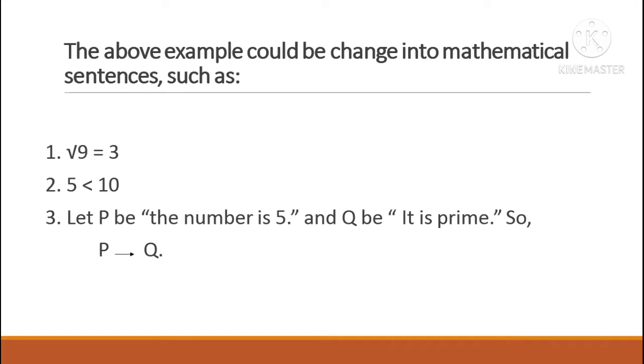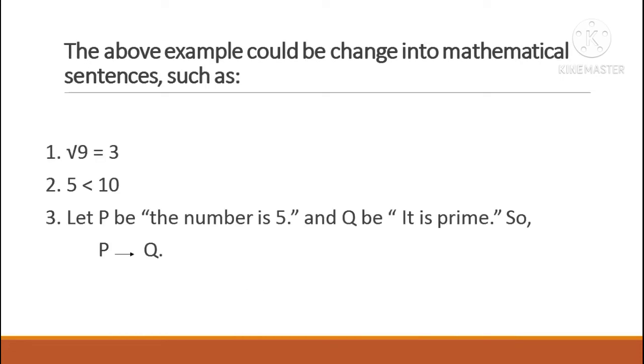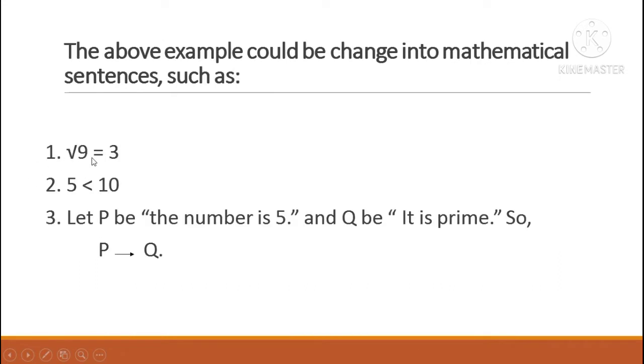So, in the above examples, to be changed into mathematical sentences, itong example na to ay nilipat na natin into mathematical sentence. Back natin: 3 is the square root of 9. Ito yung class: 3 equals the square root of 9, or we could say the square root of 9 is equal to 3. So, ito yung "is" natin.